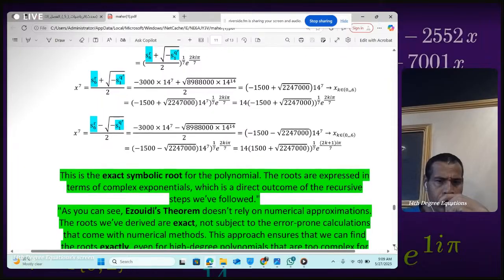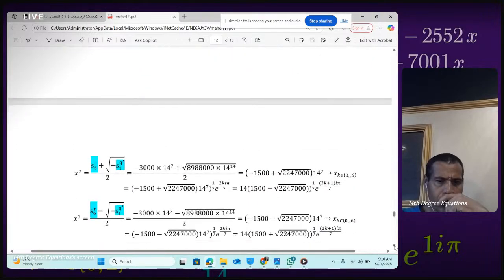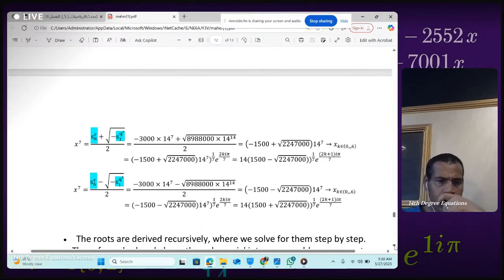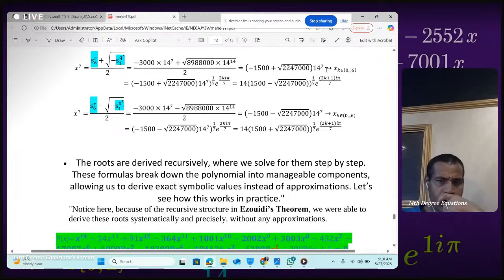Wait, the exponential term might be slightly different in the source. Let me use the structure from the source. The first set is x = e^(...)(1500 plus the radical), and the second is x = e^(...)(1500 minus the radical), with exponent (2k+1)πi/7. Okay, that looks like 7 roots from the first x solution and 7 from the second. So that gives all 14 roots.